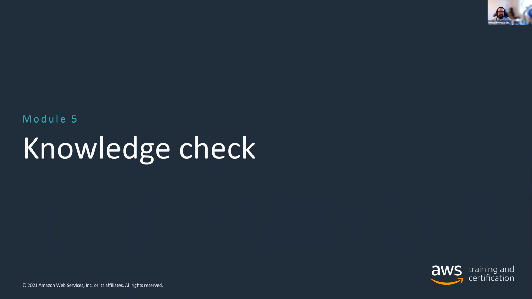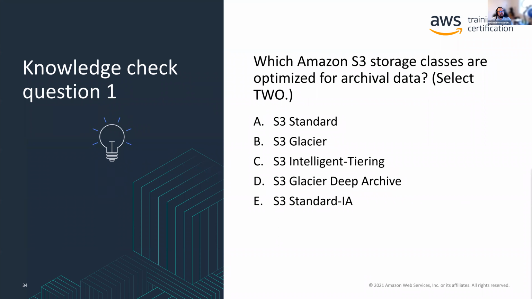All right, knowledge check. Which Amazon S3 storage classes are optimized for archival data? Which of these two letters belong to archival? Good. Saw some good answers there. B and D, Glacier and Glacier Deep Archive. That's exactly right.